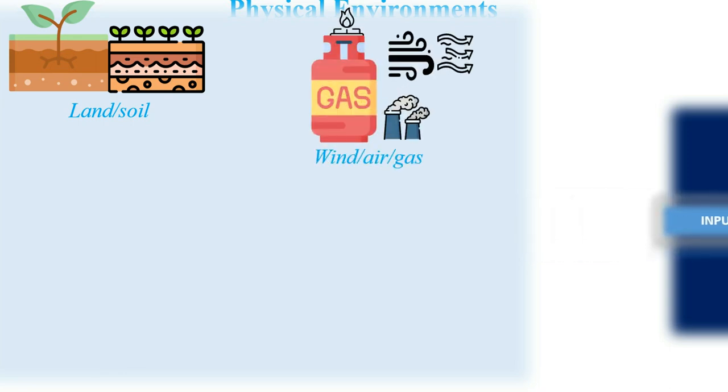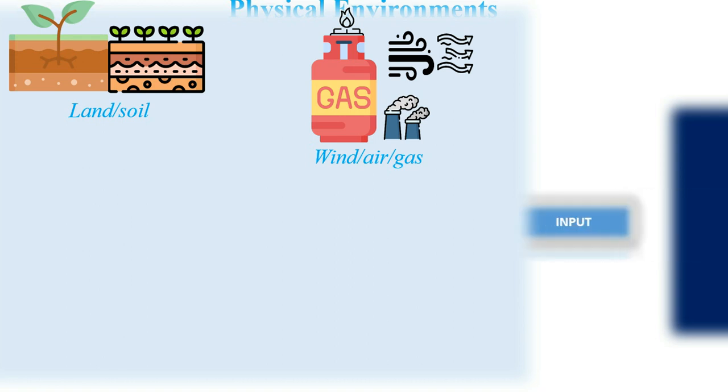We have wind or air or gas. We need to analyze a number of things here: wind speed, air quality, LP gas leakage. We have a lot of parameters that we need to analyze when it comes to wind, air, or gas. So that's another physical environment that we may talk about.